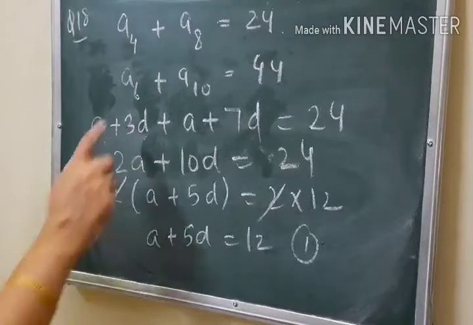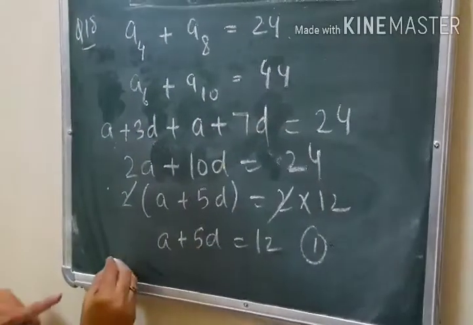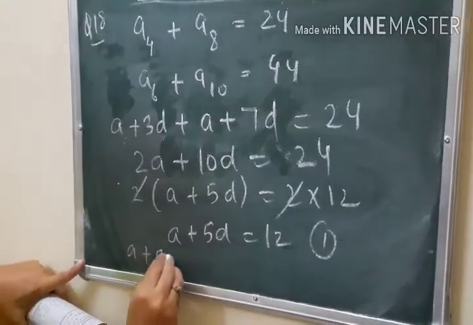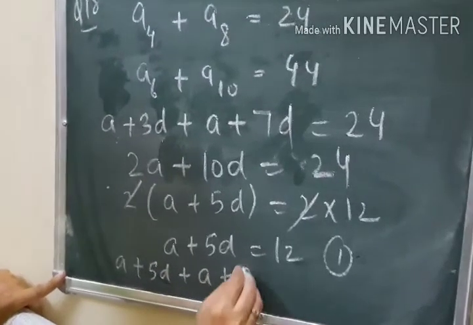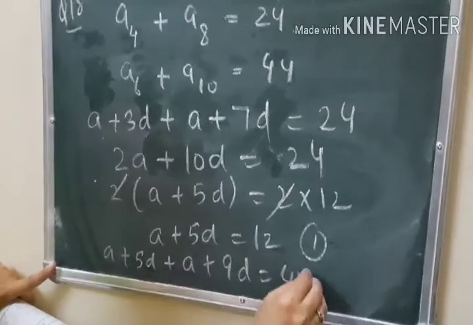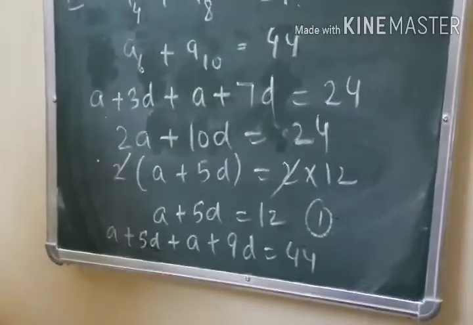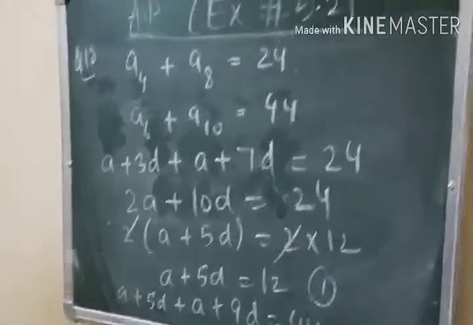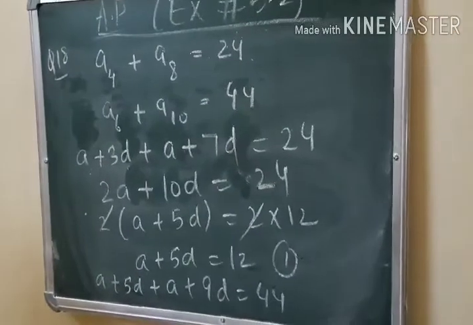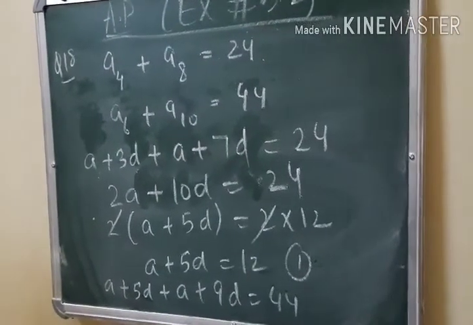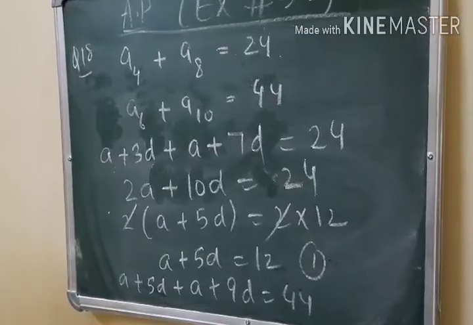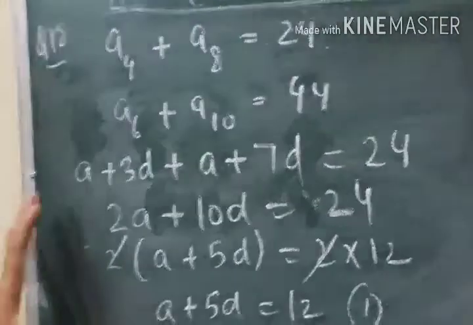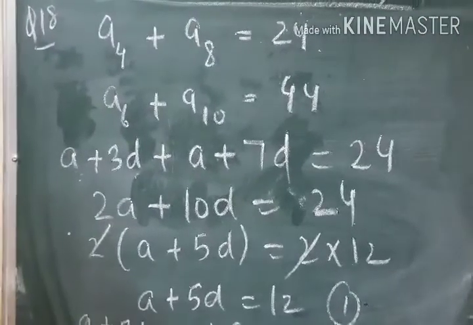Right? Similarly, find for the second equation. You can write like A6 is A plus 5D plus A plus 9D is equal to 44. So same way, you can frame an equation for the second equation and then use elimination method the way we have solved earlier. Right? Find A and D and then find first 3 terms of an AP. This was example question number 18. You can do it after this.